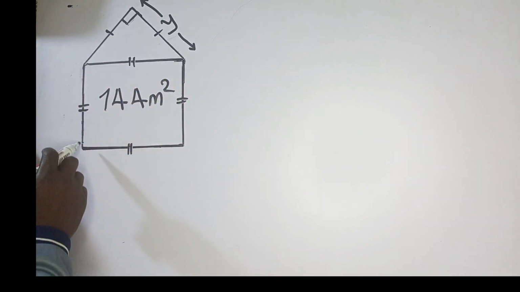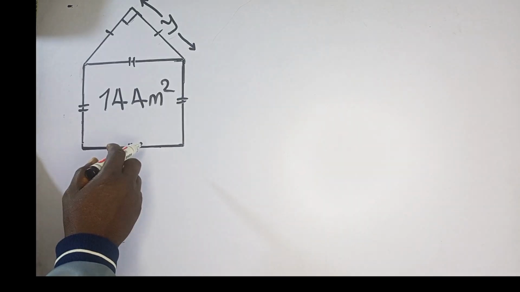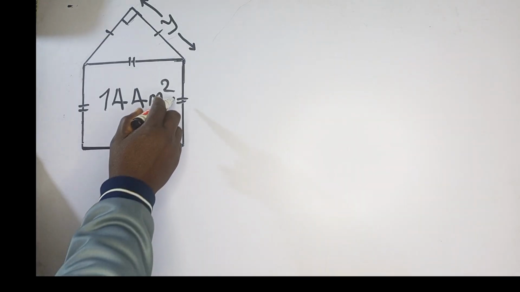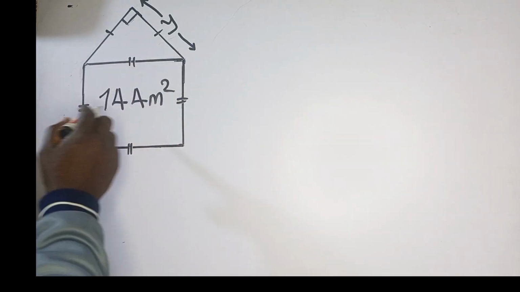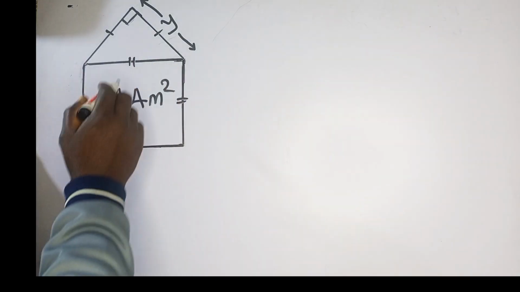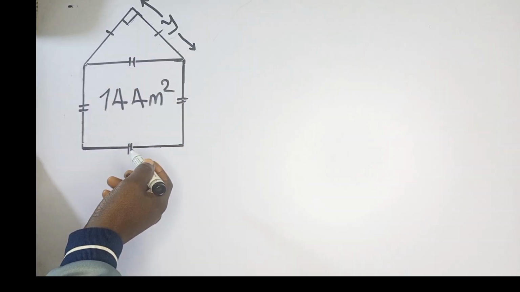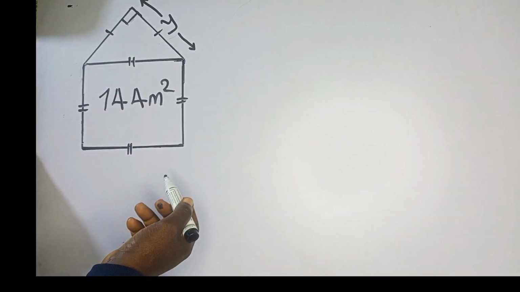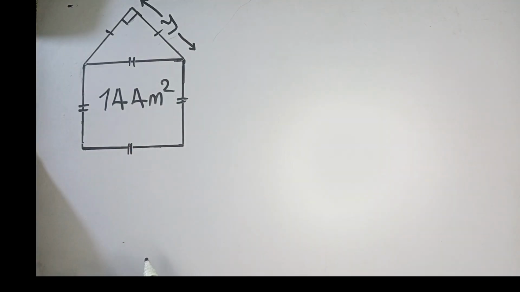There's this section, which is a square. How do we know? These marks here simply indicate that this side is equal to this side, is equal to this side, is equal to this side. And we know that any quadrilateral with all four sides equal is a square.